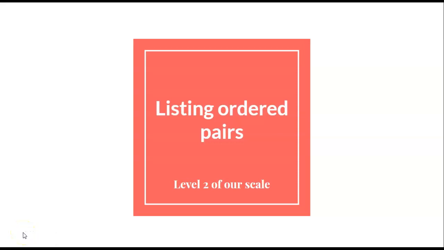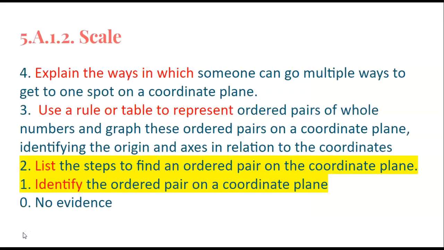All right, today you are going to be learning about how to list ordered pairs. So first, I wanted to go over our scale. 0 is no evidence, and yesterday we talked about our level 1 of our standard for ordered pairs in coordinate planes. And that was to identify the ordered pair on a coordinate plane. And that's what we did yesterday.